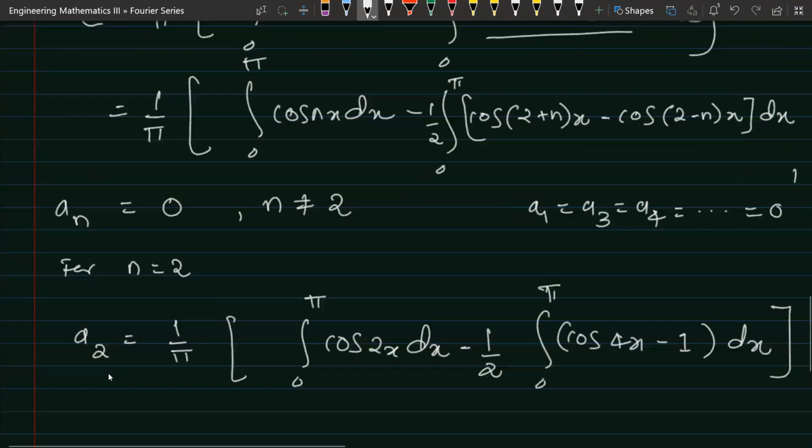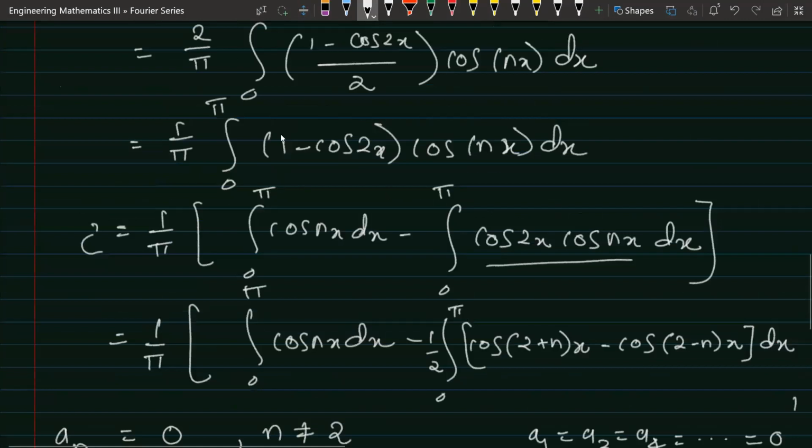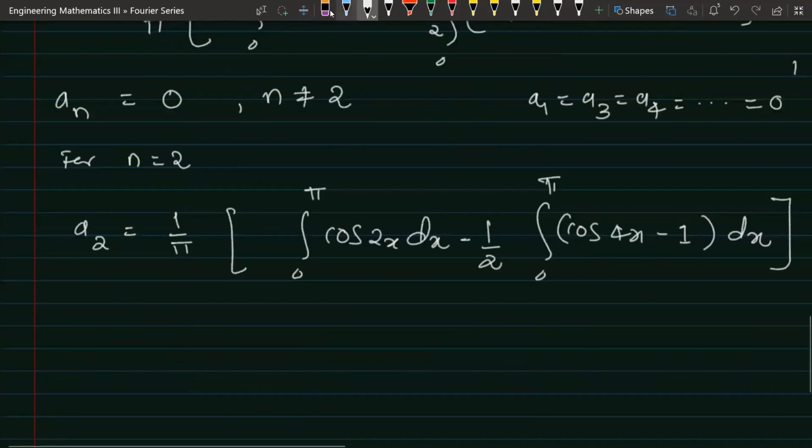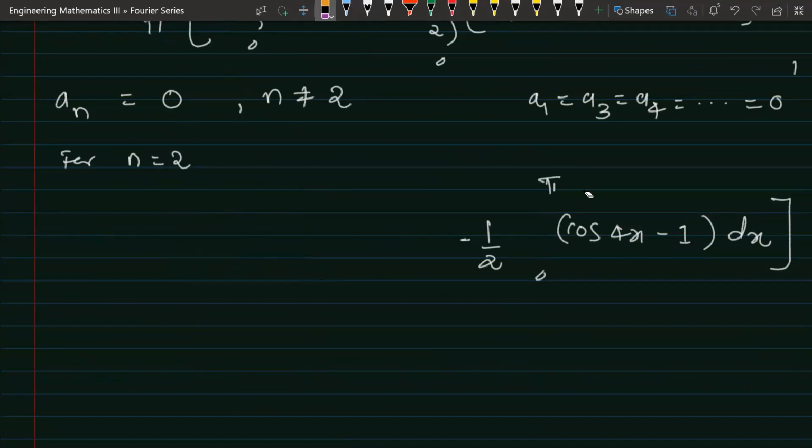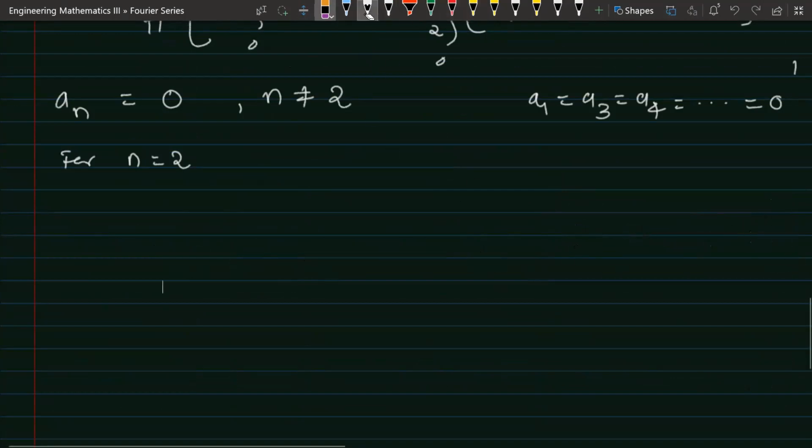There is no need to substitute this value over here. We can directly substitute in this formula. N is equal to 2, we'll get cos 2x over here. So this is much more complicated, so just don't do that. I'm just replacing n equal to 2 in the previous result so that it becomes easier.